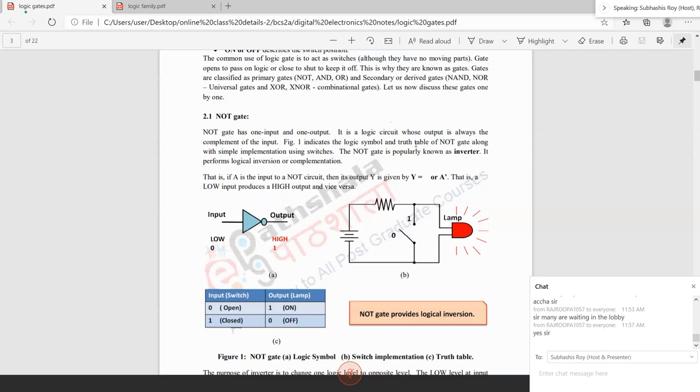Exactly. So that means this NOT gate is actually used as a switch. Okay, so what is a switch? Switch means you can connect on and off. So if it is connected to one, then all the current of the circuit will go to the ground. Okay, so the lamp will not glow. If you do not connect this, so it is an open state, then the current will pass through the lamp and the lamp will glow. So you see this is actually acting as a switch.